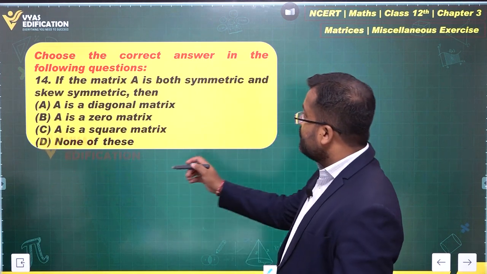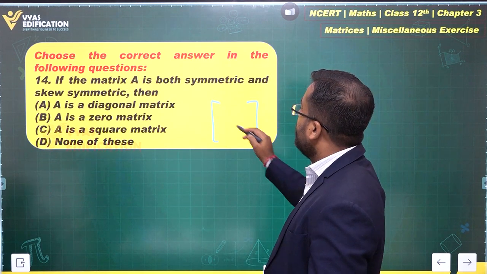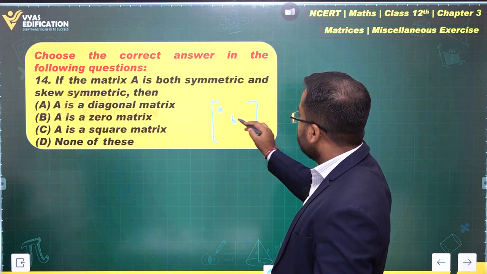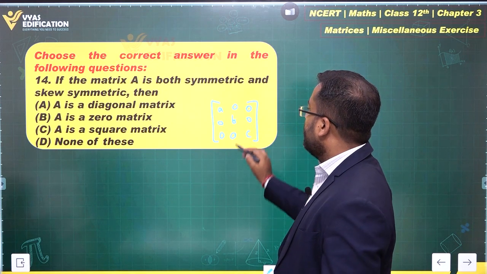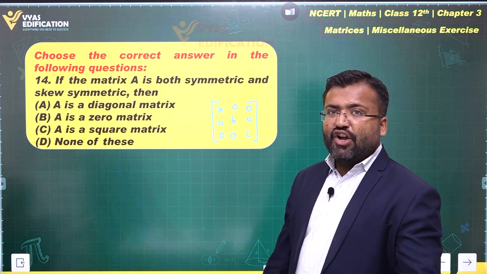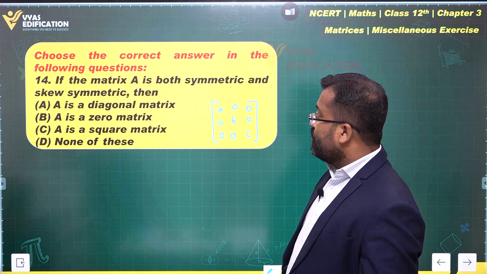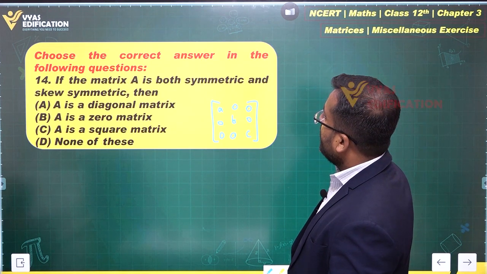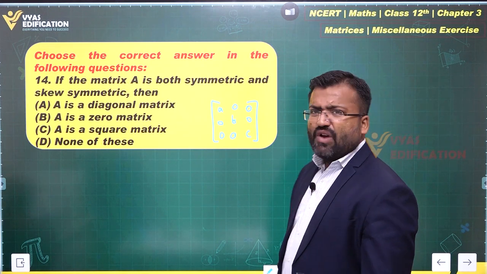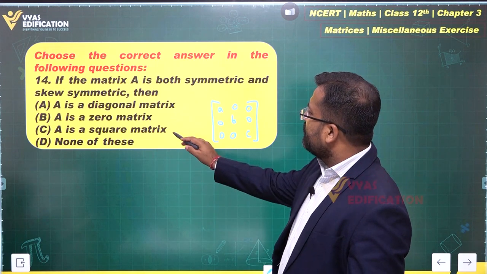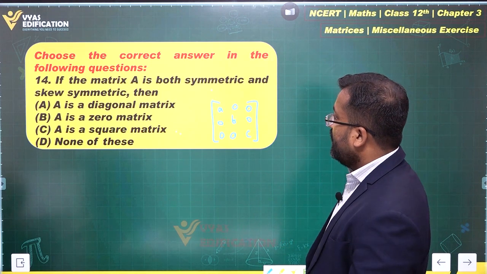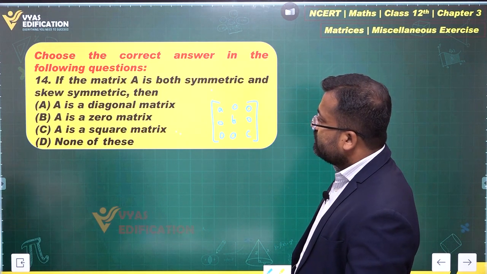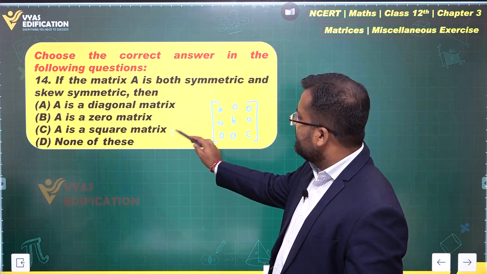Now, what does a diagonal matrix look like? A diagonal matrix would have diagonal elements and non-diagonal elements would be 0. A zero matrix will have all elements 0. And A is a square matrix. Both symmetric and skew symmetric, A will be a square matrix. For symmetric and skew symmetric, A is supposed to be a square matrix. So, this is correct.